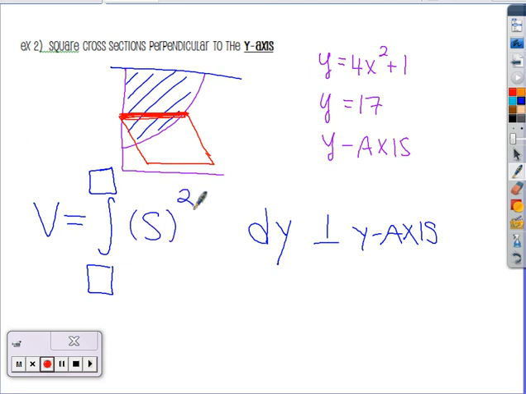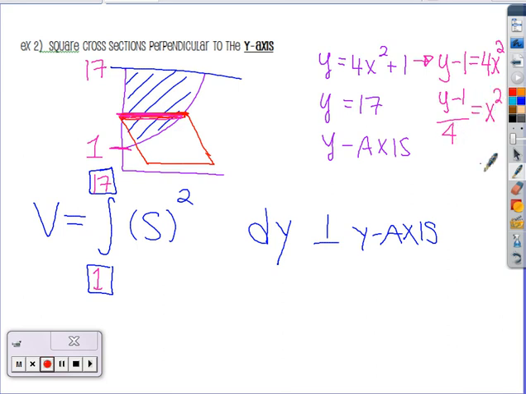So first thing, let's look at the y values. You should be able to tell, remember that was y equal to 1, and that's y equal to 17. So that's 1, and that's 17. Secondly, I need to know how big this is. Well, we're in terms of y, so that's an issue. I'm going to come over here, and let's do this function in terms of y, which means I have to solve for x. So I get (y minus 1) over 4 is equal to x squared, and then x is equal to plus or minus the square root of (y minus 1) over 4.